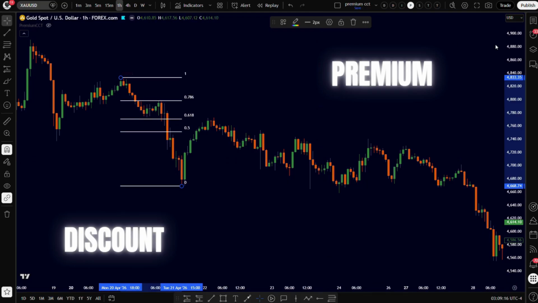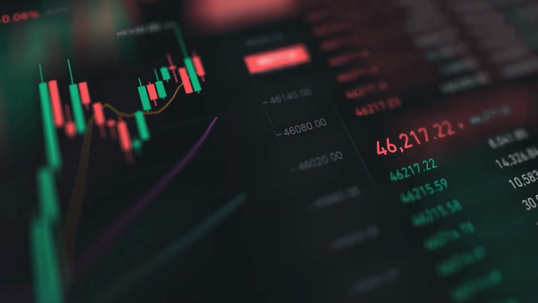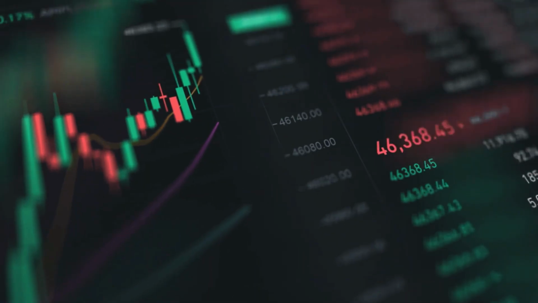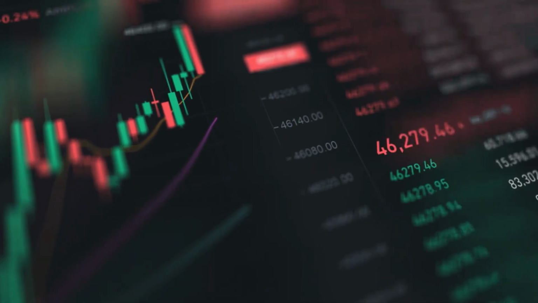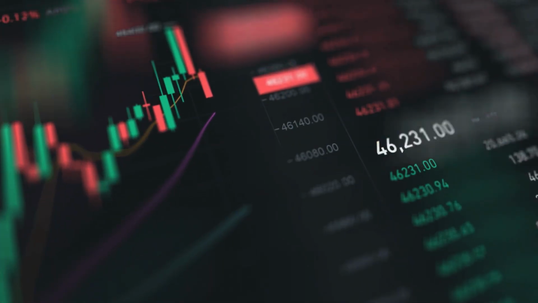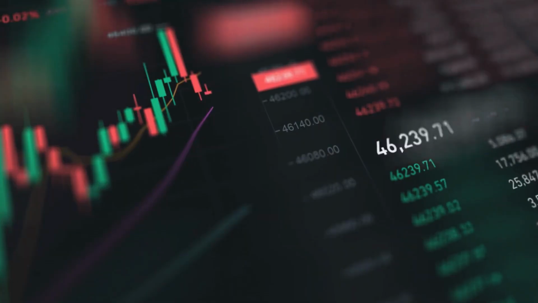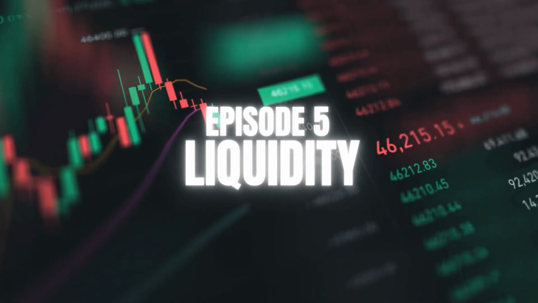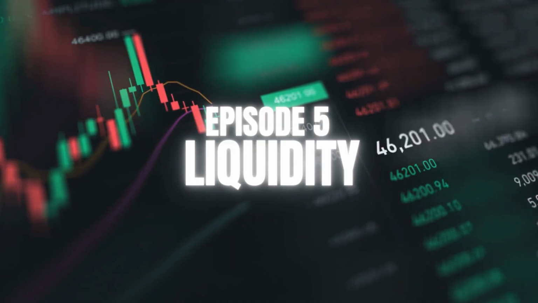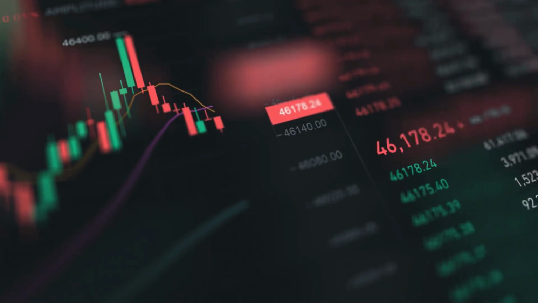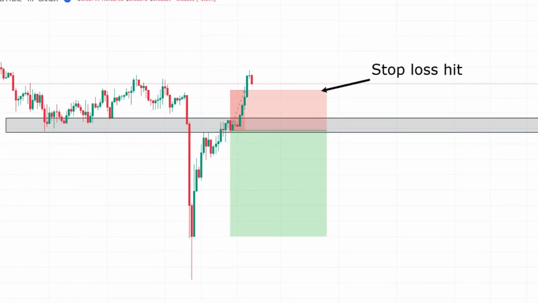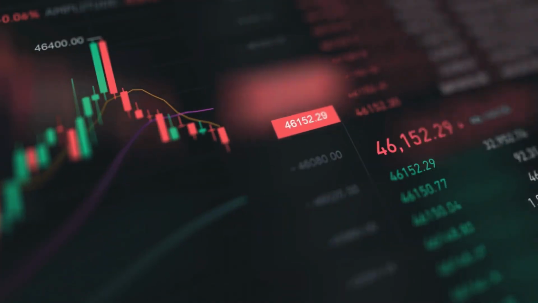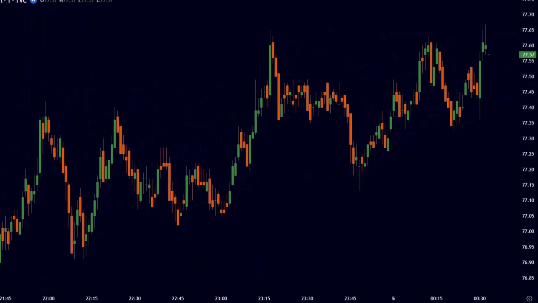If your bias is bullish and price is in discount, that is where you pay attention. If your bias is bullish and price is in premium, you wait. That patience alone will save you from a huge number of bad trades. In episode 5, we are going into liquidity, buy side and sell side. This is the concept that explains what smart money is actually hunting when it makes those moves that take out your stop loss right before the market reverses. It is going to make a lot of things click that might not have made sense before.